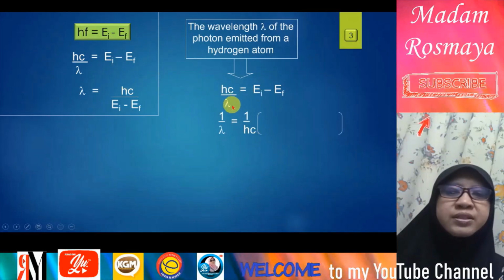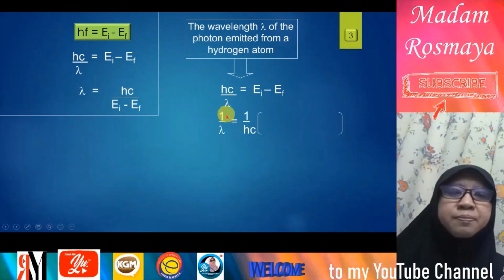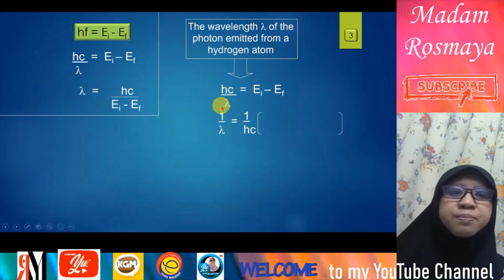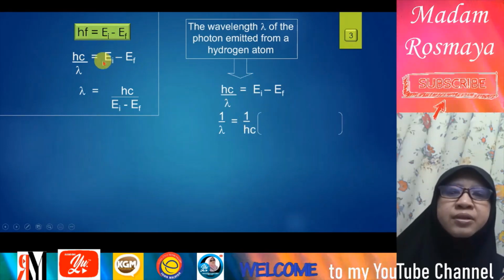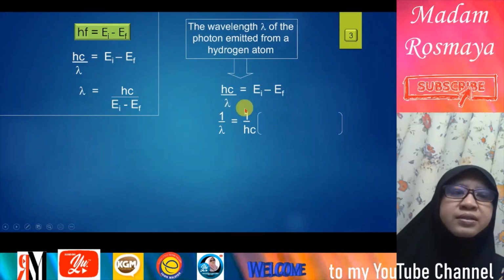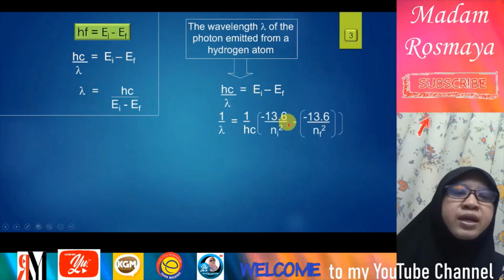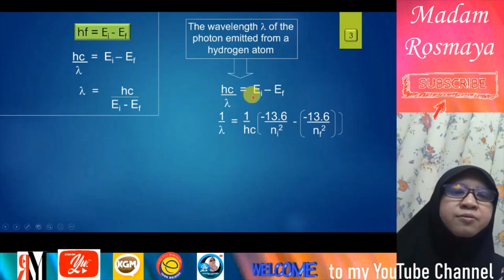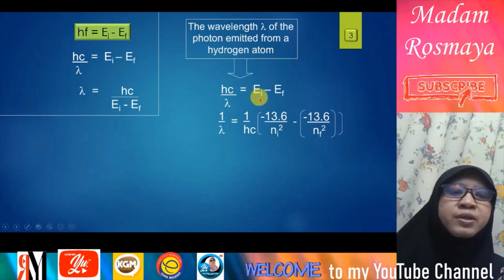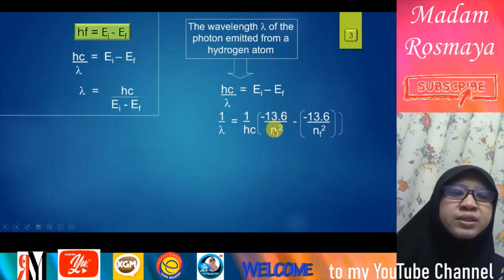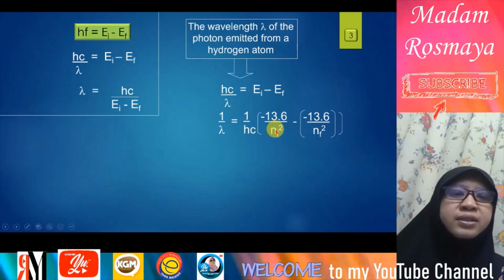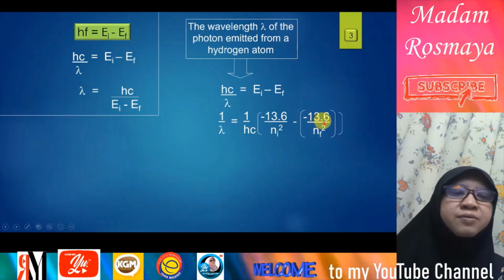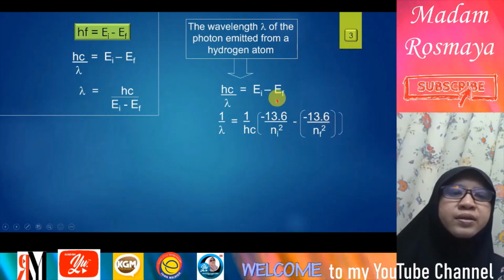So we factor out 1 per lambda, and then we cross multiply. So hc to the right side. We rearrange these equations like this. Then we can use the equation of Ei, the initial level from the ground state, which is -13.6 per Ni squared. This is the initial state. Then the final state is -13.6 per Nf squared.